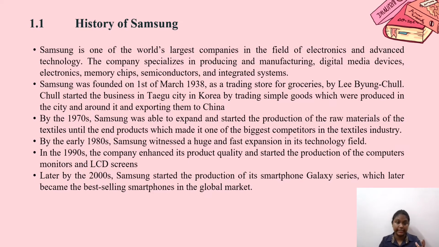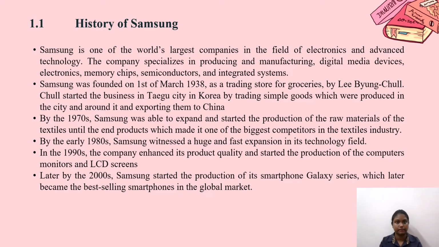By the early 1980s, Samsung witnessed a huge and fast expansion in its technology field. In the 1990s, the company enhanced its product quality and started the production of computer monitors and LCD screens. Later by the 2000s, Samsung started the production of the smartphone Galaxy series, which later became the best-selling smartphones in the global market.